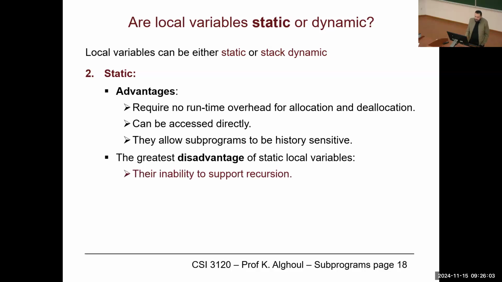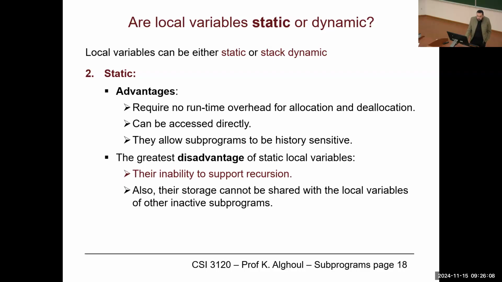That's usually the greatest disadvantage. You cannot support recursion if you're using static. Also, their storage cannot be shared with the local variables of other inactive subprograms. What do you mean? If you booked memory for a static variable, even if you're not using it now, you just booked this memory. But with dynamic, let's say I want this memory to be used only in this function. When this function is destroyed, I'm freeing this memory. Another program can use the same memory. So there is a memory sharing, right?